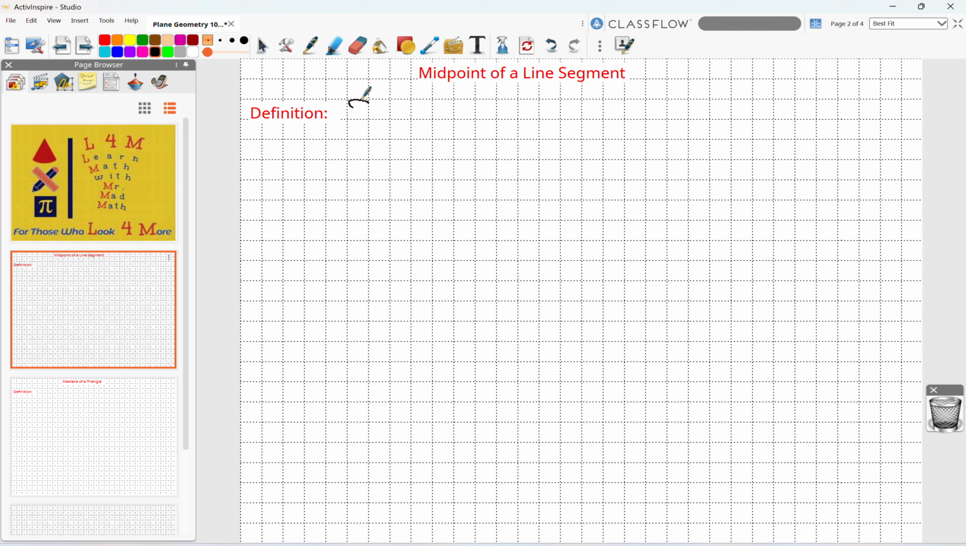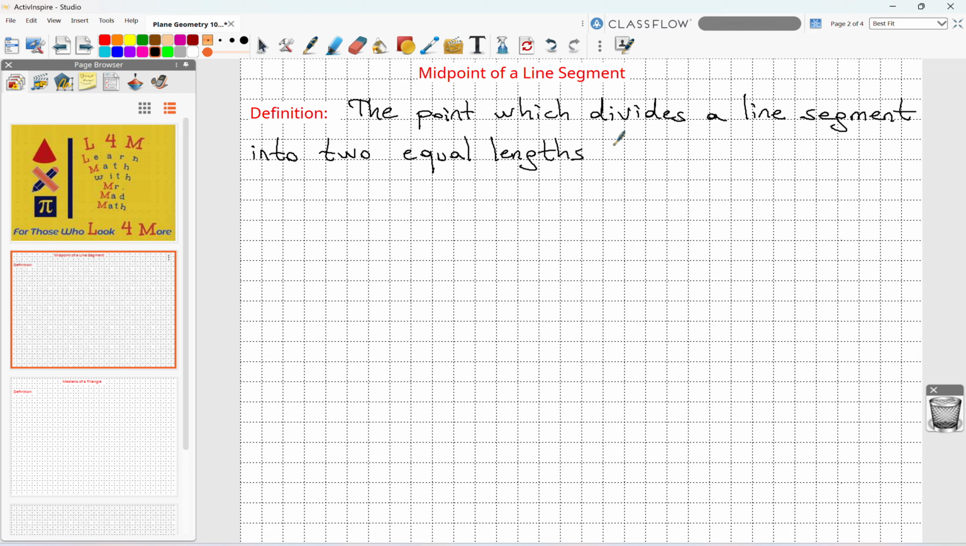So, the point which divides a line segment into two equal lengths is called the midpoint of the line segment.